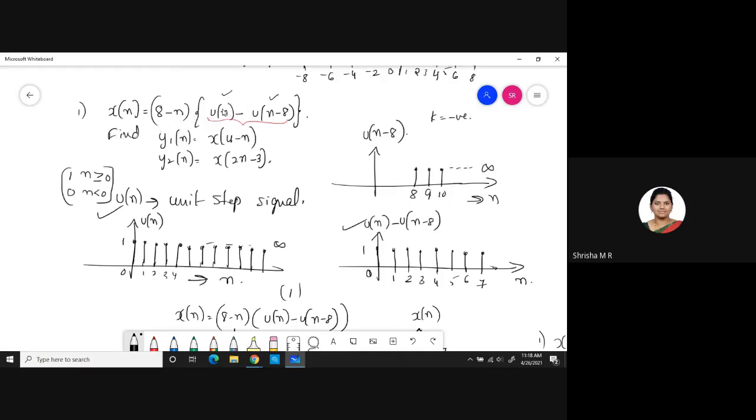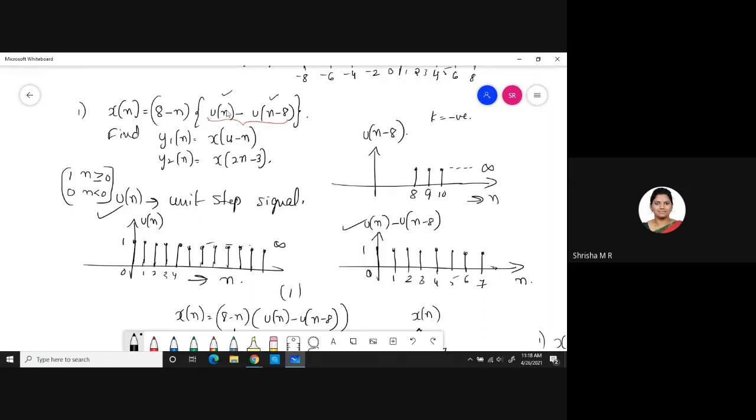What is u of n minus u of n minus 8? You people know u of n is a unit step signal, correct? It will start from 0 and it will go up to where n is equal to infinity with an amplitude of 1. It is 0 for negative values of n. This is the unit step signal.